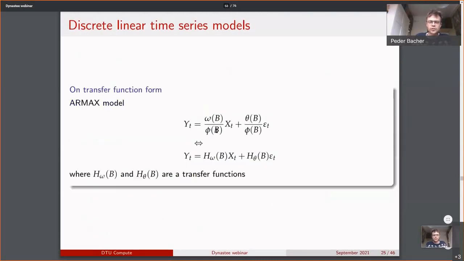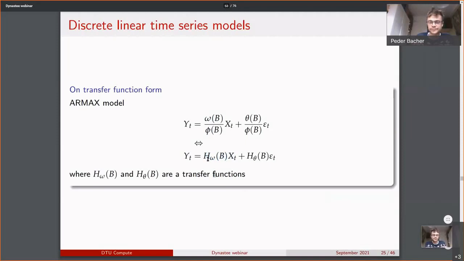By doing that, we can see what a transfer function is. A transfer function is, when we formulate it like this, that the current value of the output is the input through this transfer function. Up here we have the polynomial for x, and here we have the AR polynomial. And when you divide these two, this is what we call a transfer function, which we usually write with an h.